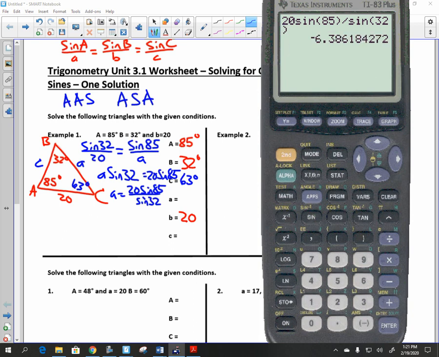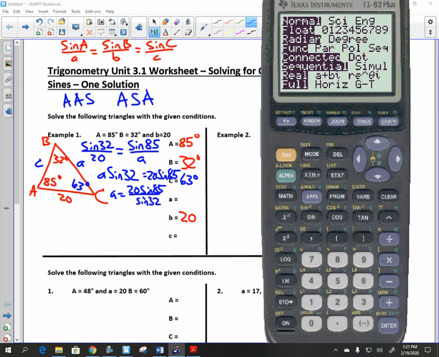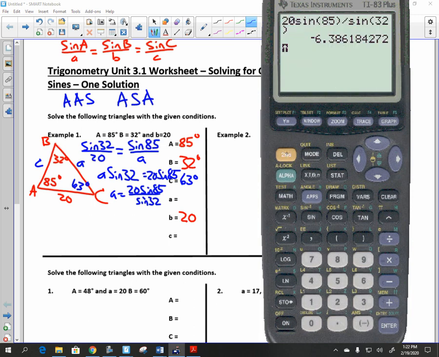I press enter, and my calculator is in radians, I bet. Mode. I just got done with calculus. We like to work with radians. I go back to degrees. So if I try that again, same entry, I get 37.60. We'll go to the nearest hundredth. Do you guys get 37.602? Can somebody confirm that? Okay. So 37.60. I have one thing left to solve for.